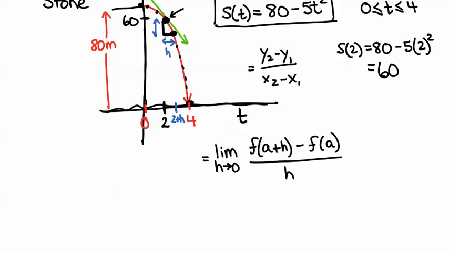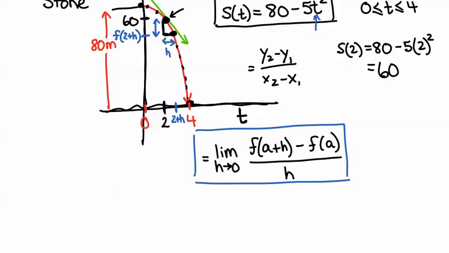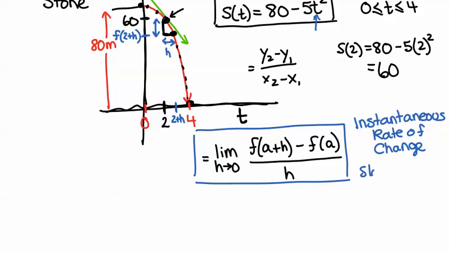And then our y values are going to be, well, we know one of them is 60, and at our other point, it's going to be whatever f of 2 plus h is. So I don't know what that is, but instead of subbing in 2 for t, we'll be subbing in 2 plus h. So we've created this variable h that is kind of like the x value difference between our 2 points. So you're going to see this formula come up a lot when we're trying to calculate the instantaneous rate of change, also known as the slope of a tangent.